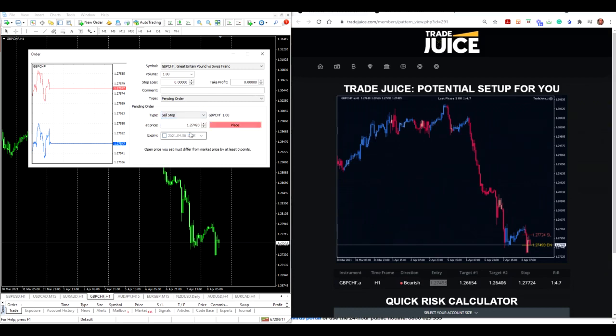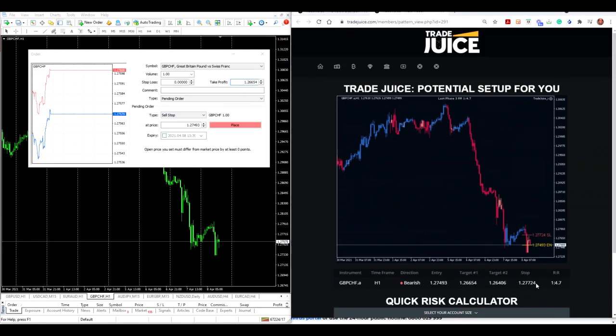So I'm going to put in a sell stop, which means that once price hits that level there, which is somewhere down here, then I will be in the trade. The trade will be triggered, and then it will set my target for me, which I'm now going to just copy over. That's my take profit target.